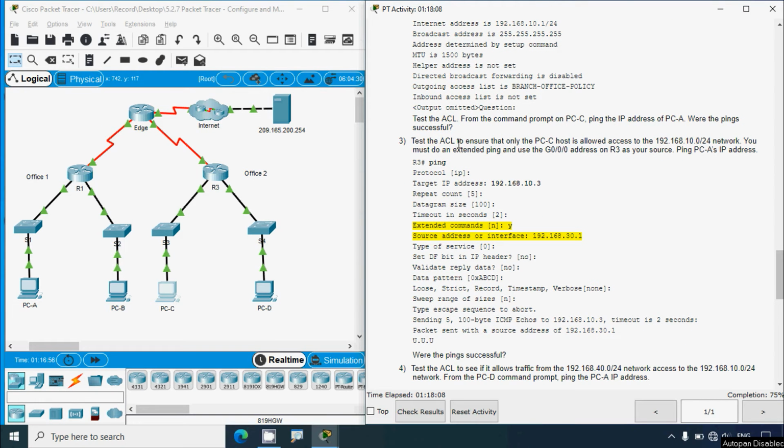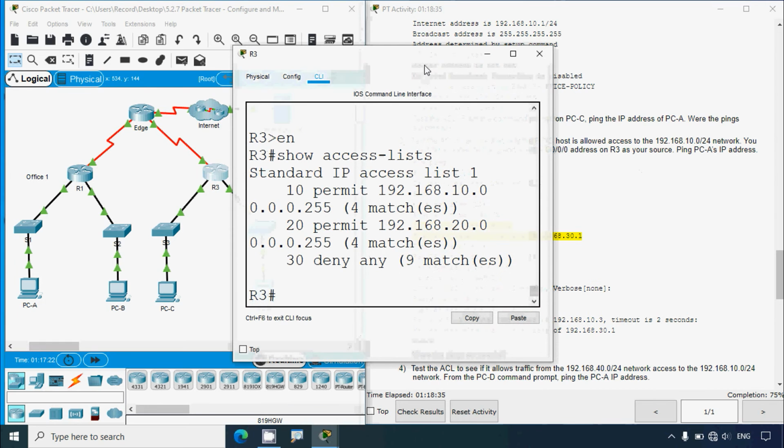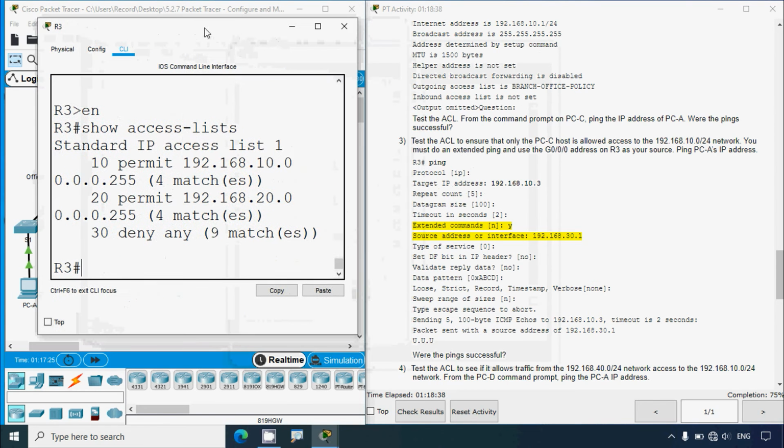Now, test the ACL to ensure that only the PC-C host is allowed access to the 192.168.10.0/24 network. You must do an extended ping and use the G0/0/0 address on R3 as your source. Yes, we can do that. Ping PC-A's IP address. So we have to give ping and then press enter from R3. So we'll go to R3 and here we will give a ping, then press enter.